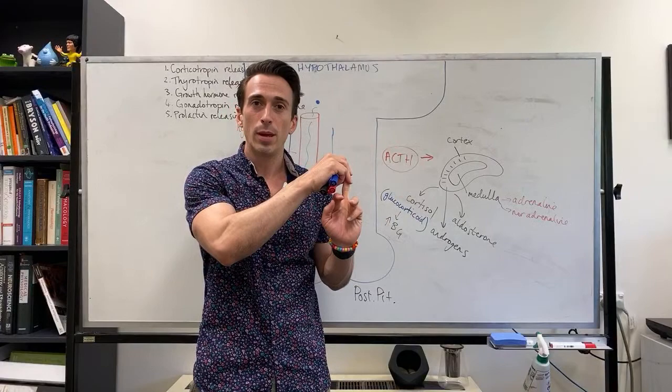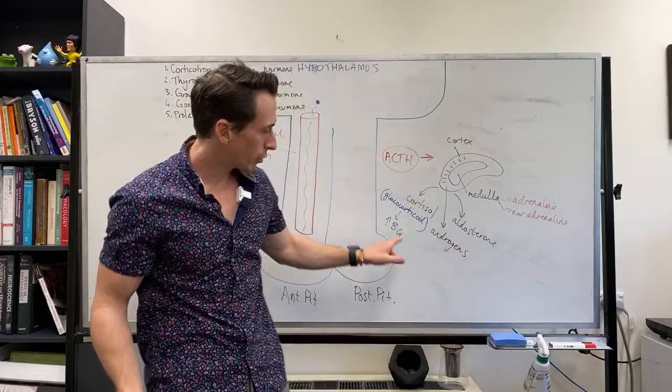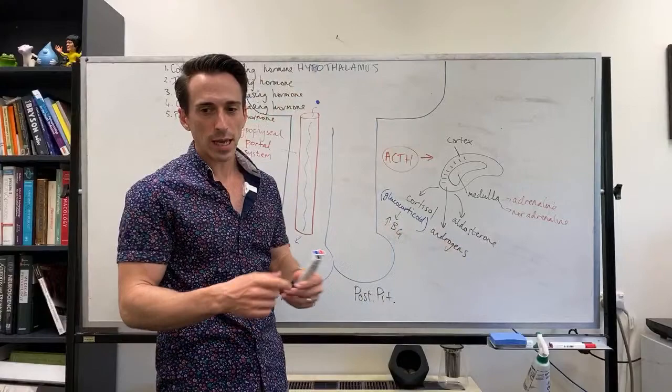Which can be an energy source. Cortisol can also tell proteins and fats to turn into glucose, increasing blood glucose levels. Any questions, just ask me. And let's do aldosterone before we go on to androgens.